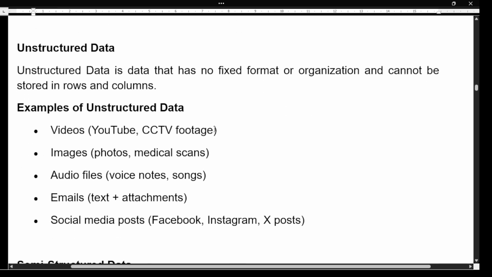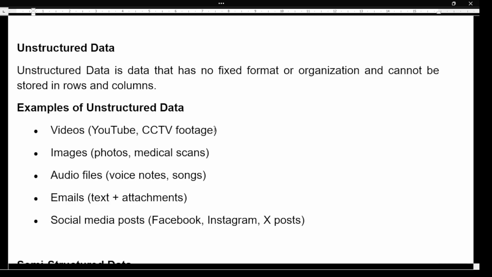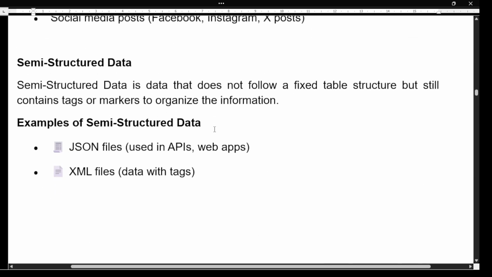Next is unstructured data. Unstructured data is data that has no fixed format or organization, and it cannot be stored in rows and columns. For example, images, audios, videos, emails. These are some examples of unstructured data.